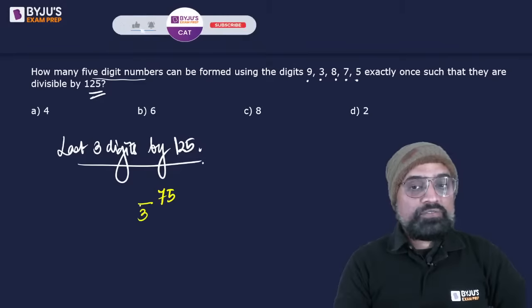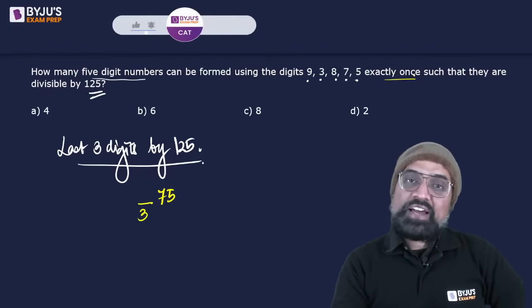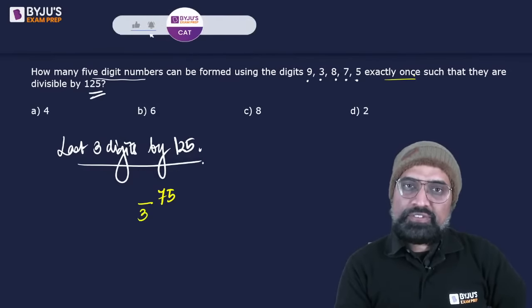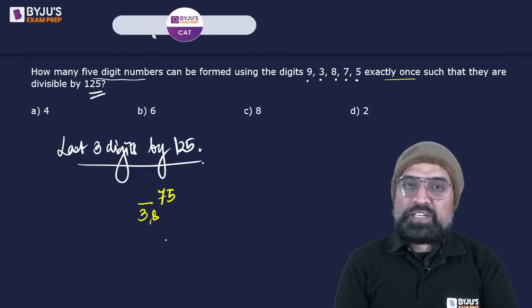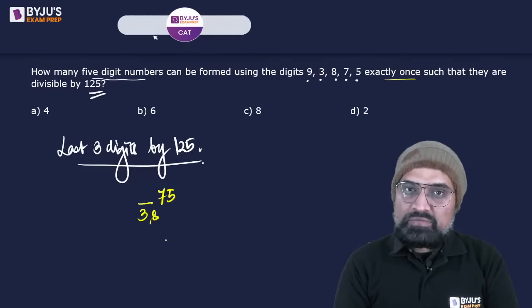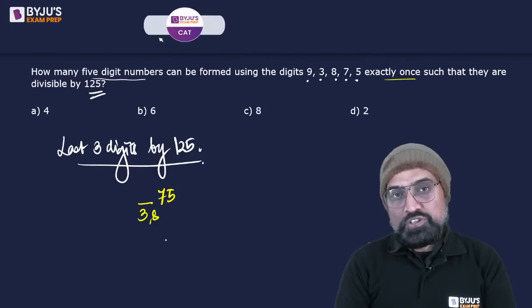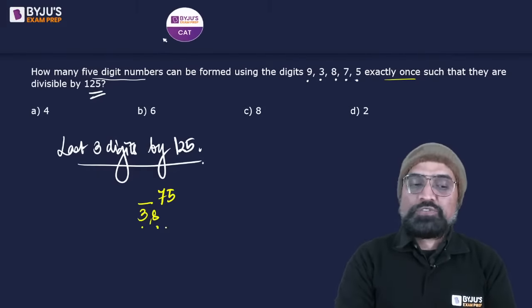We can't take 5 and 7, since it says exactly once. Can we have an 8? Is 875 divisible by 125? Yes, right? 750 plus 125 is 875. Can we take 9? 975? No, 975 is not in the table of 125, right? So there are 2 possibilities for this.